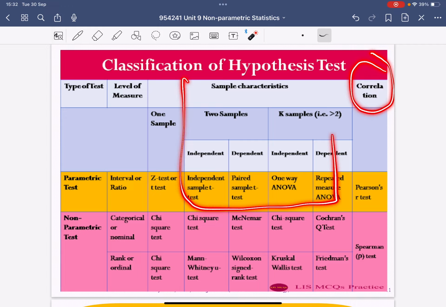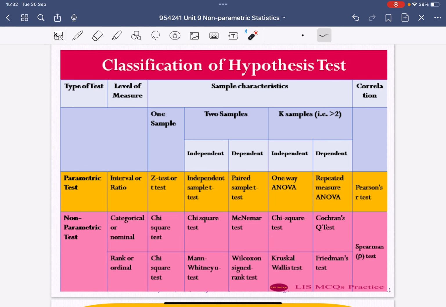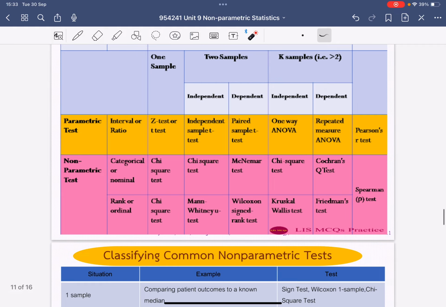Up front here are the tests to check for the difference. We compare the mean, right? And we can also compare the association. So we do correlation here, and we can do Pearson's r test to check the correlation between the data.